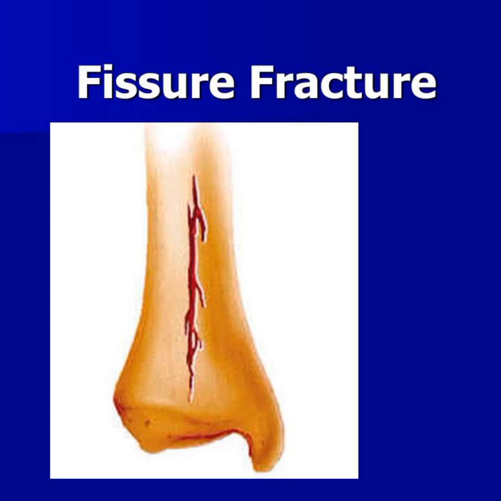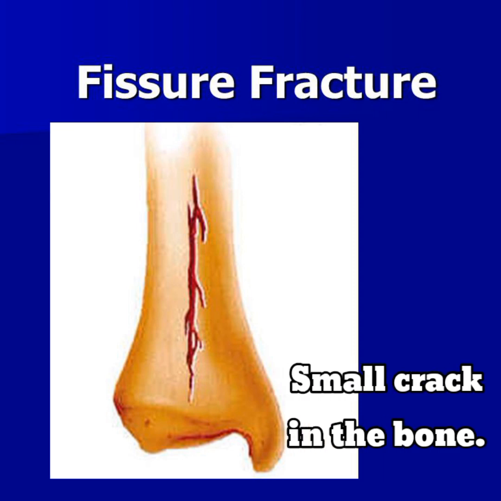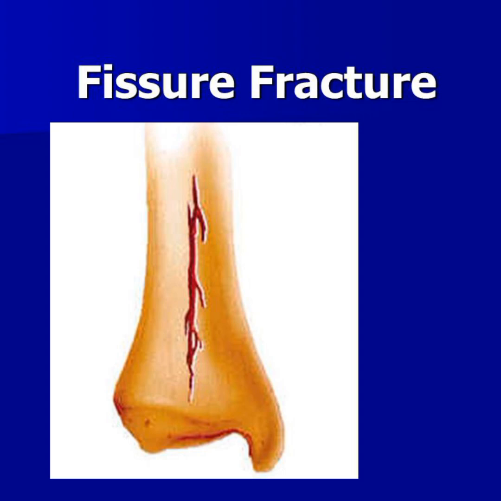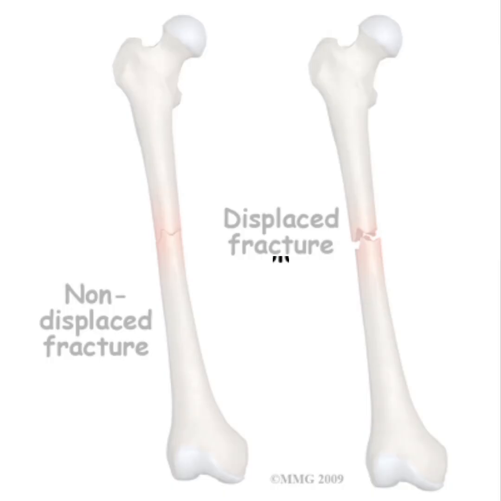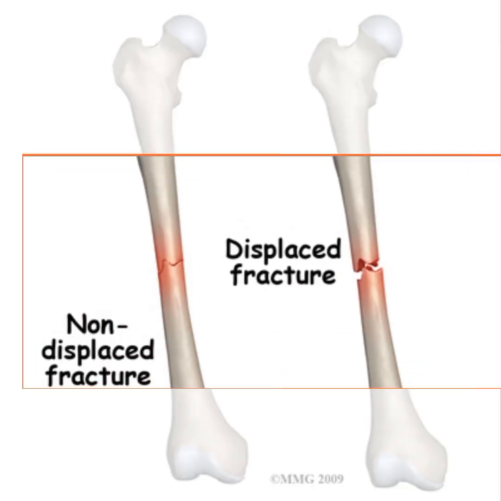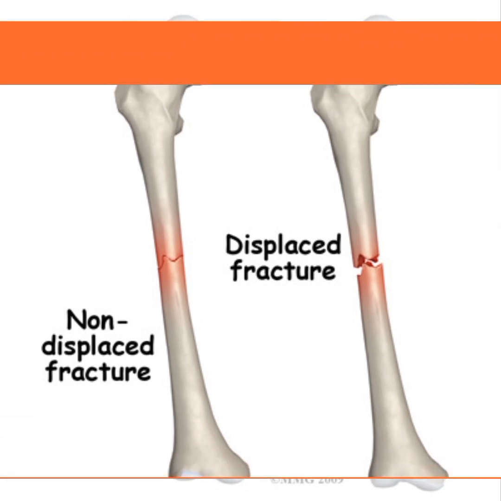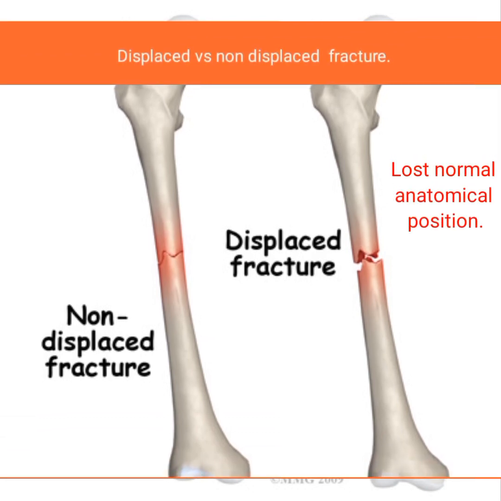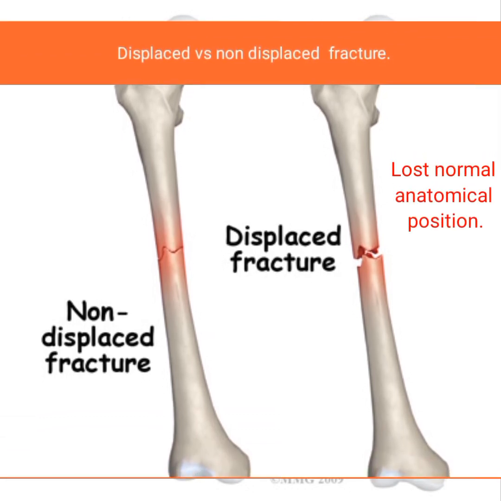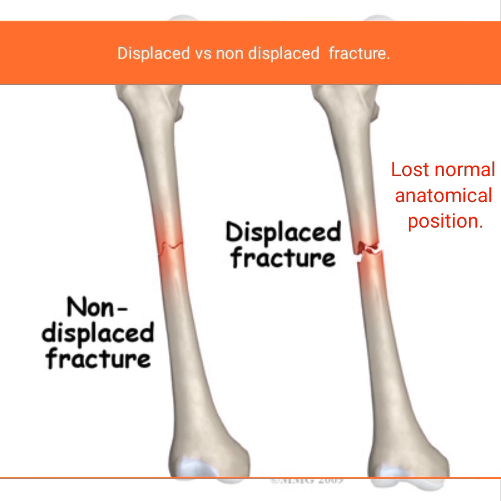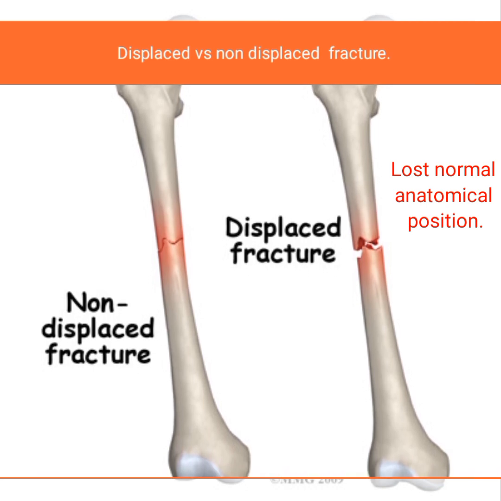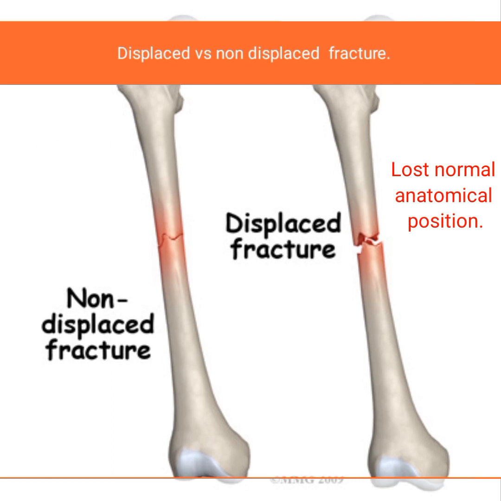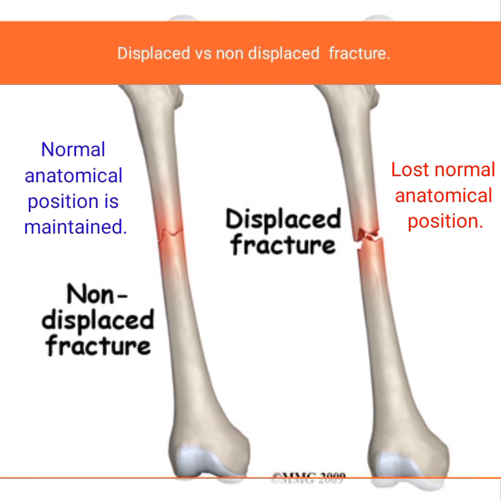Linear fracture is different from a fissure. A fissure is simply a small cut in the bone, neither displaced nor angulated. It's caused by overuse or secondary to conditions such as osteoporosis. Then there's a displaced and non-displaced fracture. Displaced fracture is one that has lost its normal anatomical position, or it has moved from its normal anatomical position. A non-displaced fracture, on the other hand, is one that, despite being broken, still maintains its normal anatomical position.